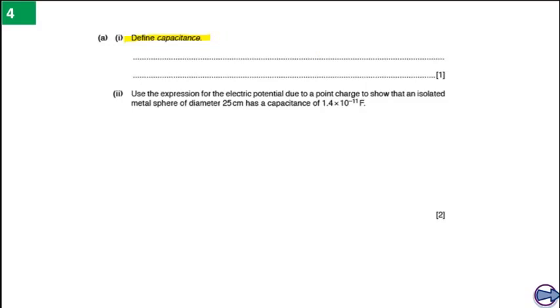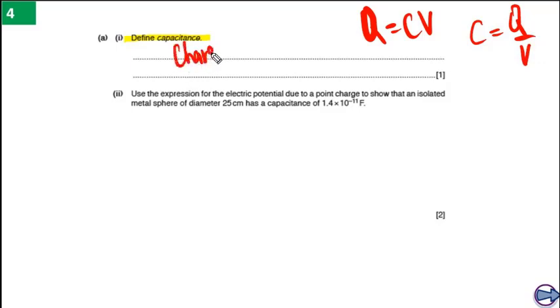So how can we define capacitance? This is a very simple concept. Simply we need to understand that Q is equal to CV. So from here we can define the capacitance. We can say that C is equal to Q over V. So we can define that charge per unit potential difference is the capacitance. So this is how we can define capacitance: charge per unit potential difference across the plates of a capacitor.